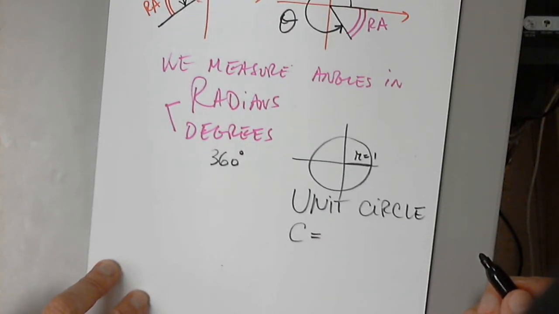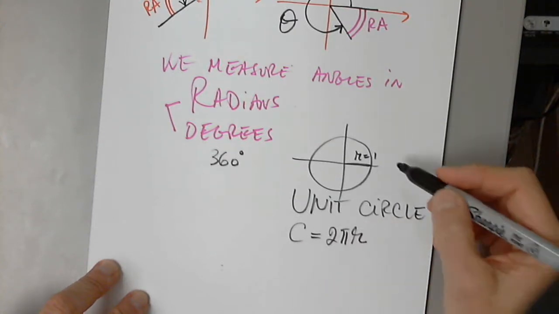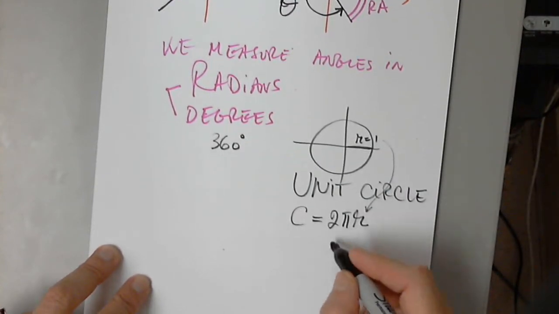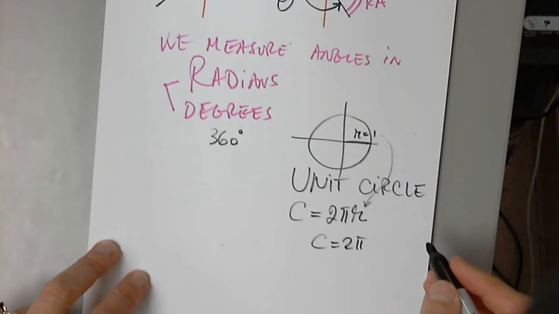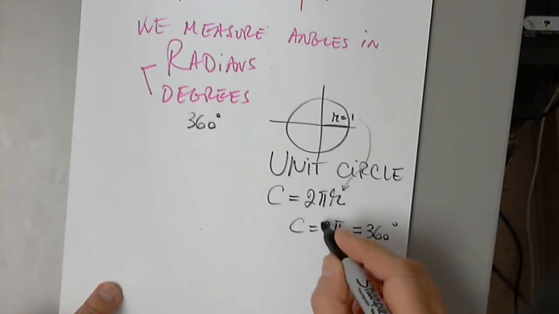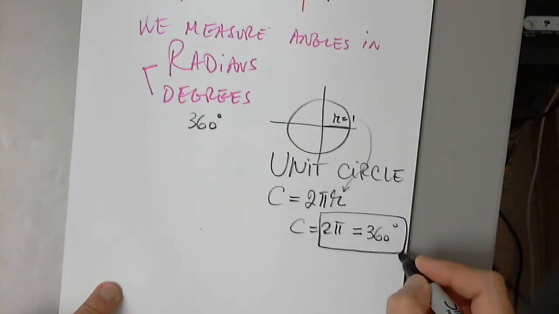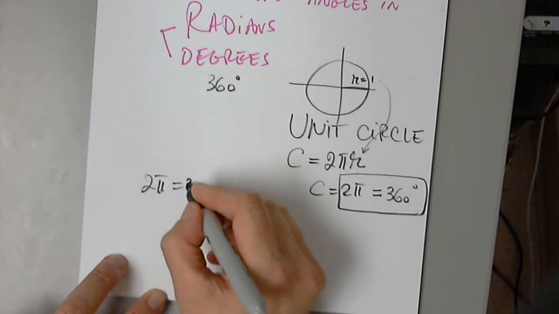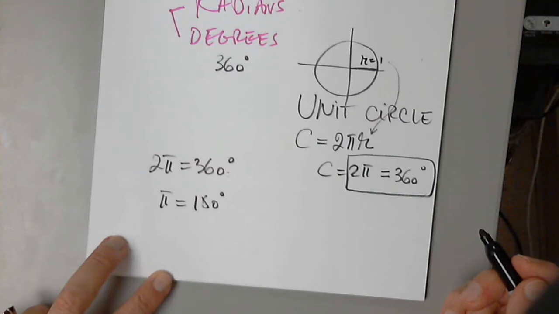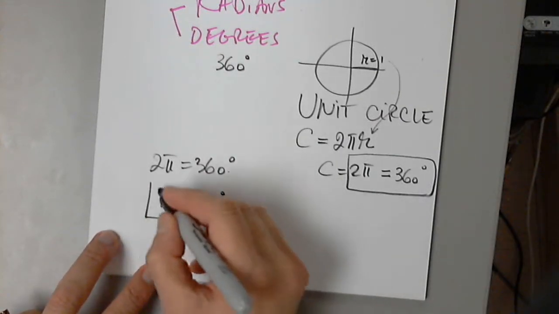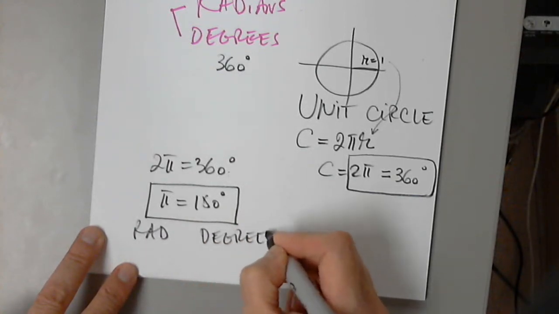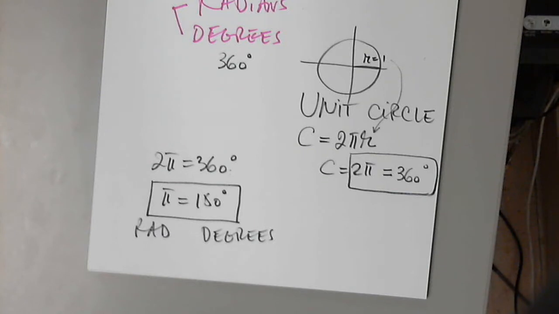What is the formula for the circumference? Let me give it to you. It's 2 pi r. But if the radius is 1, this specific circle with the radius 1 has the circumference 2 pi. Okay? But this is the same thing with 360 degrees. Would you agree? Okay, if 2 pi equals 360 degrees, then pi is definitely 180 degrees. This is a relationship between radians and degrees.